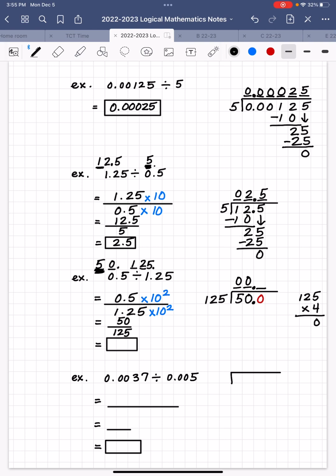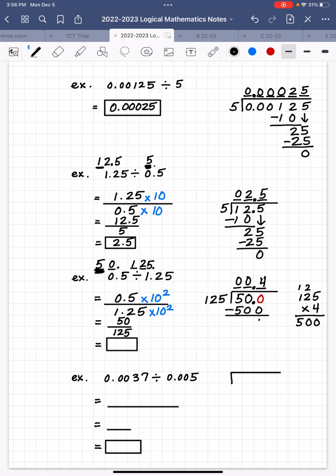4 times 5 is 20. Write the 0 down below. Write the 2 on top. 4 times 2 is 8, plus the 2 on top is 10. Write the 0 down below and the 1 on top. 4 times 1 is 4, plus the 1 on top, 5. Oh, I got exactly 500. So how many 125s are there in 500? 4. 4 times 125 is 500.